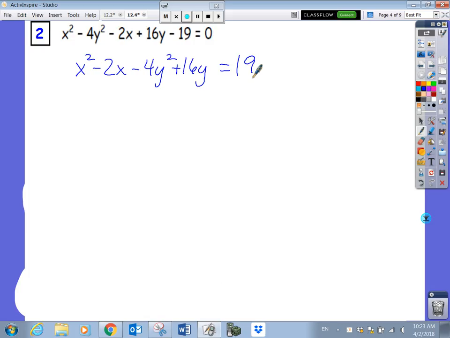Since we have an x squared and an x, a y squared and a y, we have to complete the square for the x and the y. Our first leading coefficient's already 1, so we don't have to worry about factoring anything out. Half of b, square it, add it to both sides, so plus 1 on the left, plus 1 on the right. And now it's minus 4, so we have to take out a minus 4. And that leaves us with y squared minus 4y.